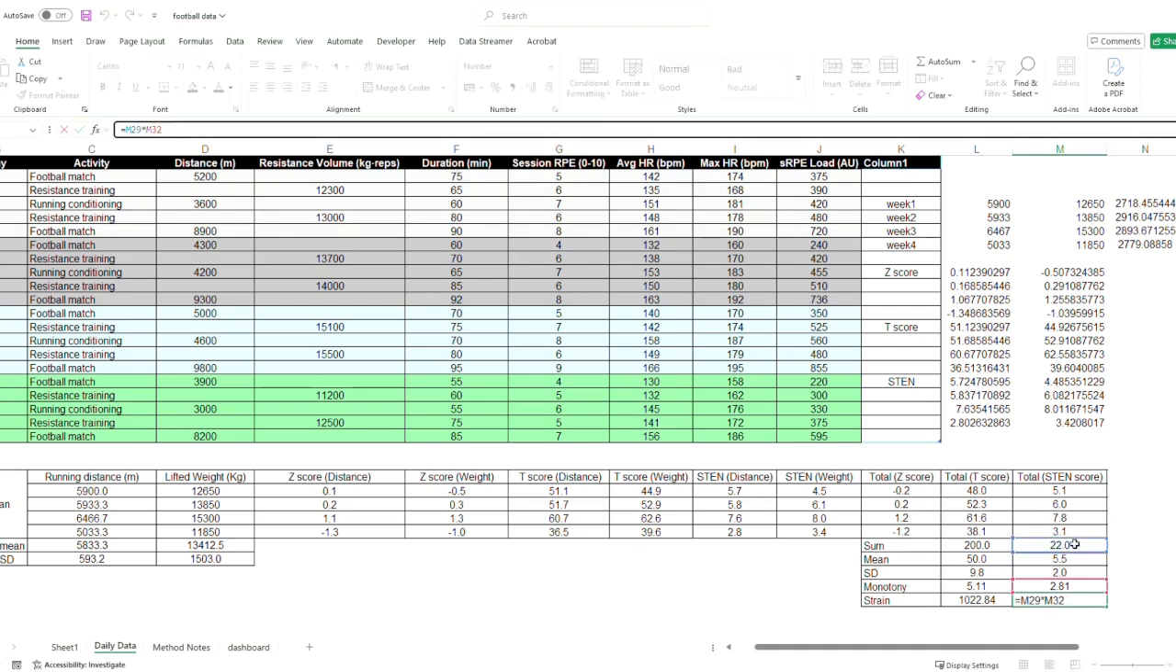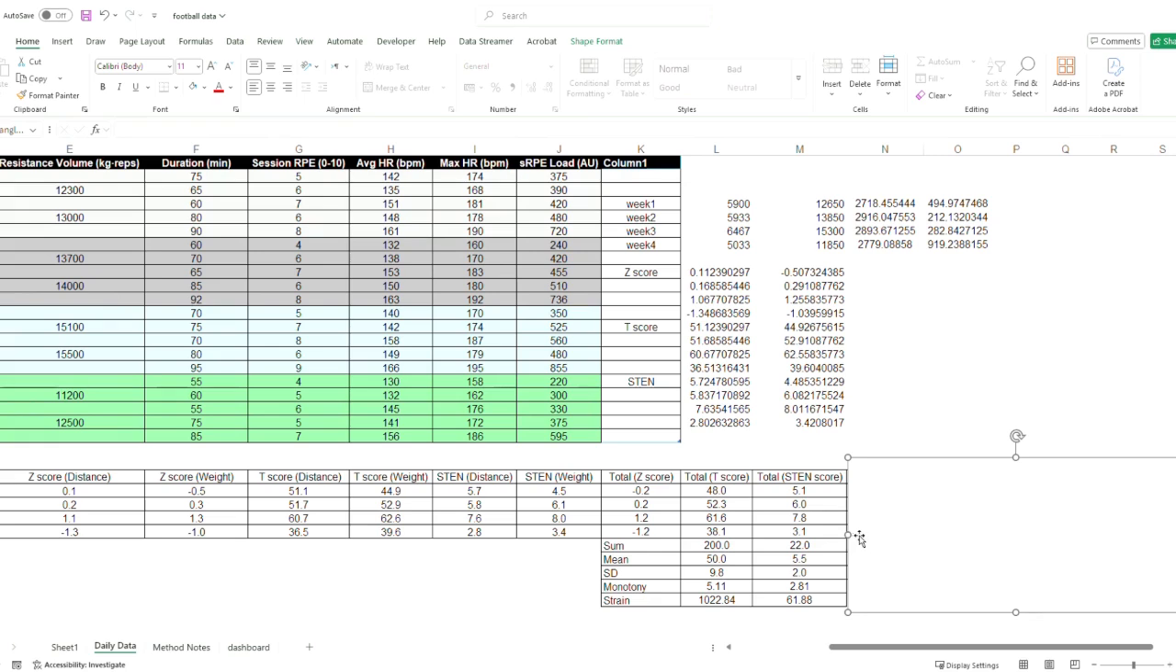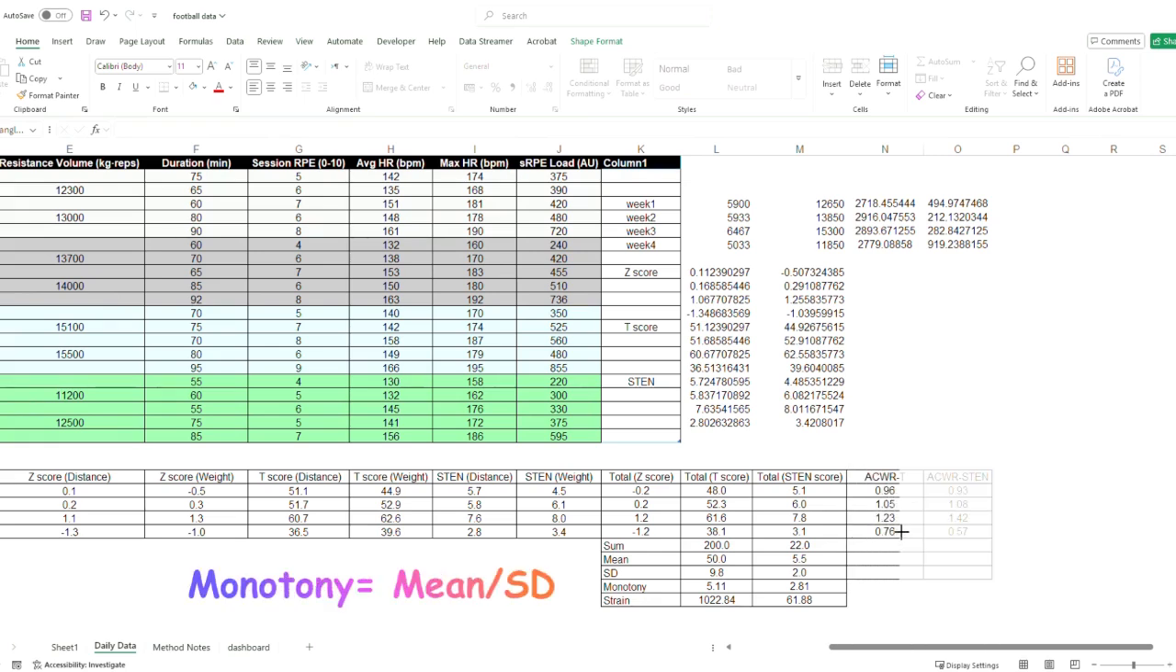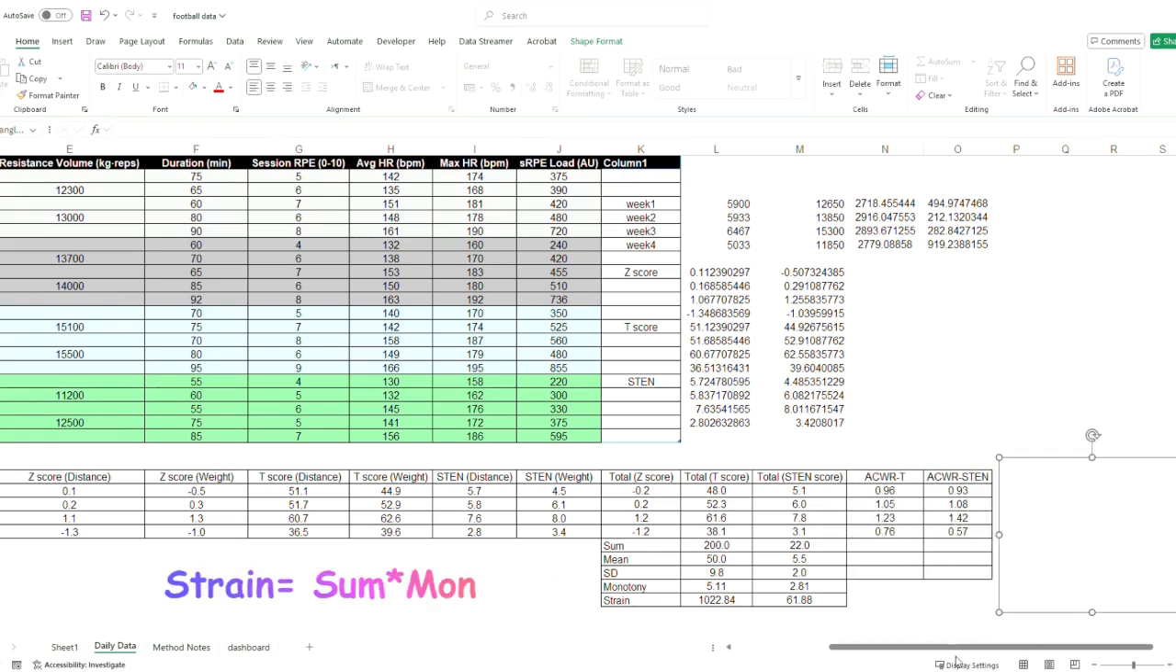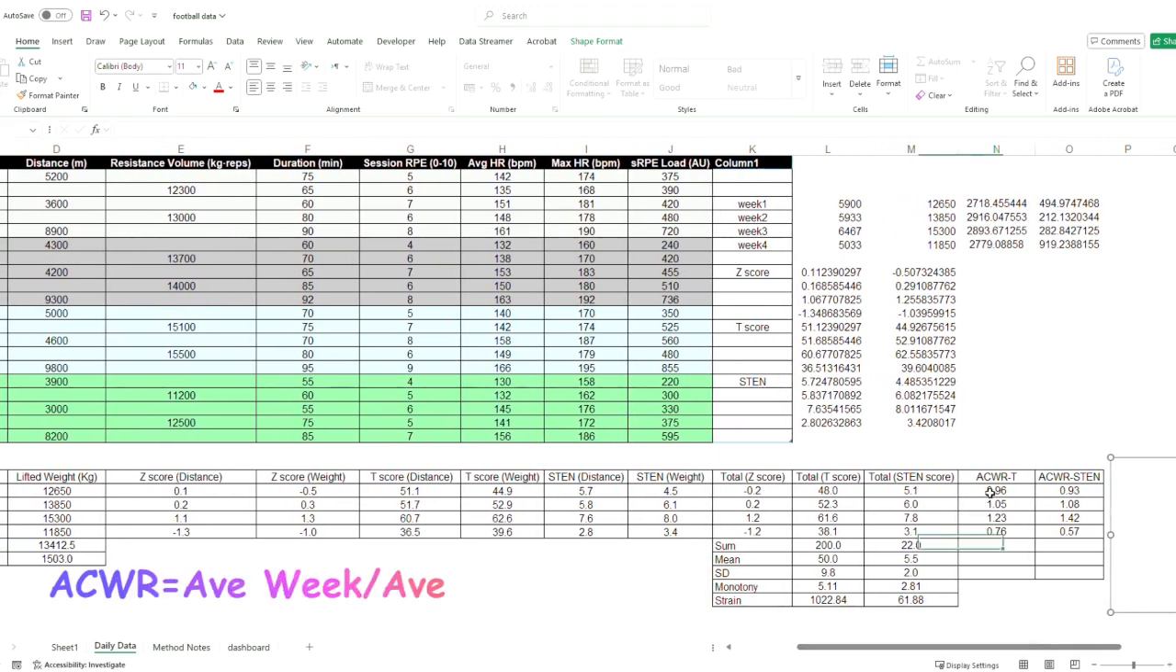The main aim of monitoring training loads is to control the training volume and to prevent overuse injuries. There are a few training metrics that can be used for monthly training loads. Monotony is a variation in training load. Strain is the total training load, and the acute chronic work ratio, which is the week per month training load.